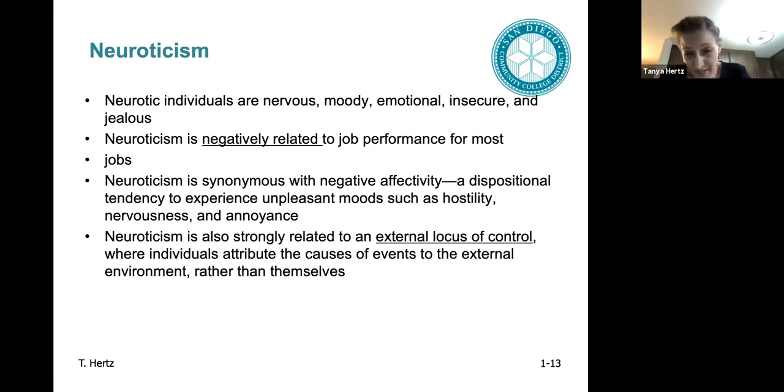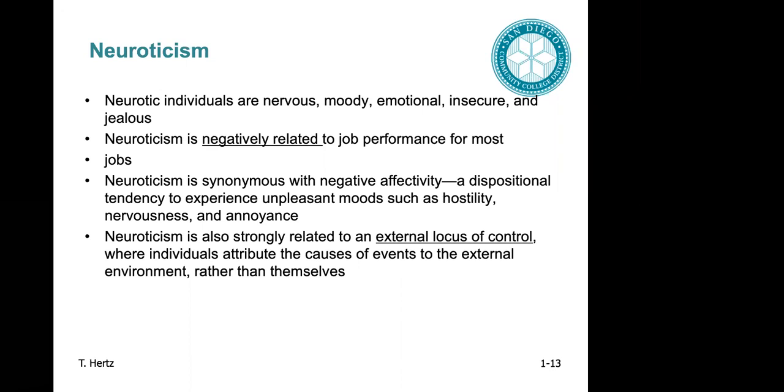And as you can imagine, it's negatively correlated with job performance for almost every job. And neuroticism is strongly correlated with a high level of an external locus of control. So locus of control is where we see the control in our lives. And an external locus of control is when individuals see the cause of events in their lives due to the environment rather than themselves. They don't take personal responsibility for things. That's external locus of control, are people who blame others, essentially.